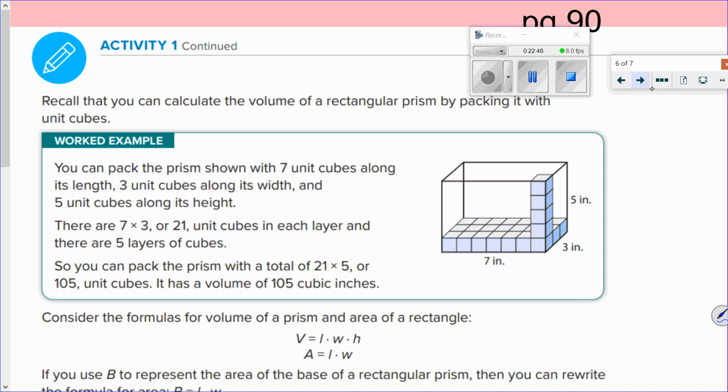If I were to pack this right rectangular prism that is 7 inches long by 3 inches wide by 5 inches high, how many cubes would end up being on the bottom layer? If I put them in by 1 unit, in other words, each cube is 1 inch long, 1 inch high, and 1 inch wide, how many cubes would I need to go across the front? What do you think, Austin?